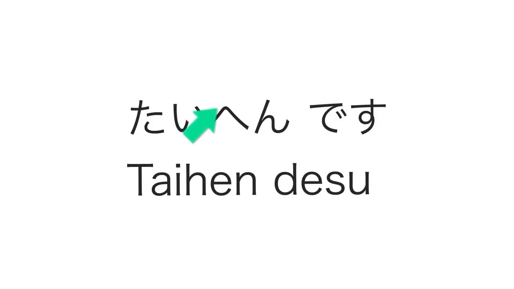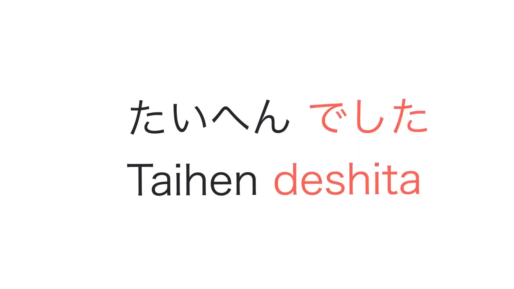Now with na adjectives, it's a lot more simple. So if I have the word is terrible, taihen desu, to change it to was terrible, you just change the desu at the end. Taihen deshita. Okay, so that's the difference between present and past. For a na adjective, you just change desu to deshita.